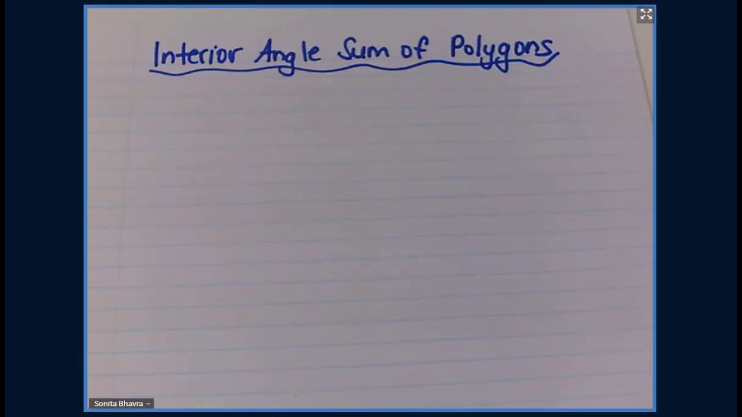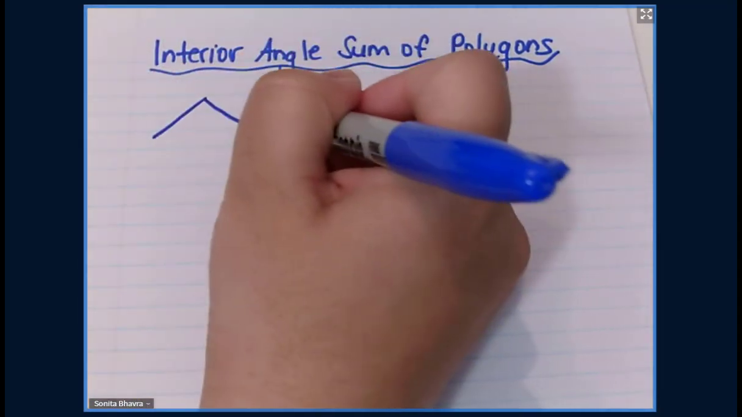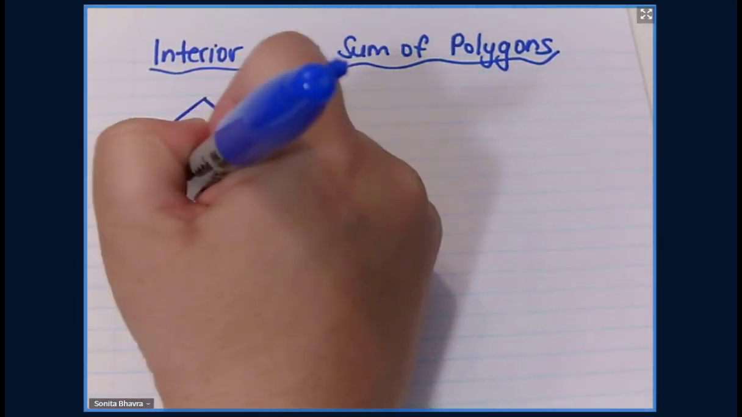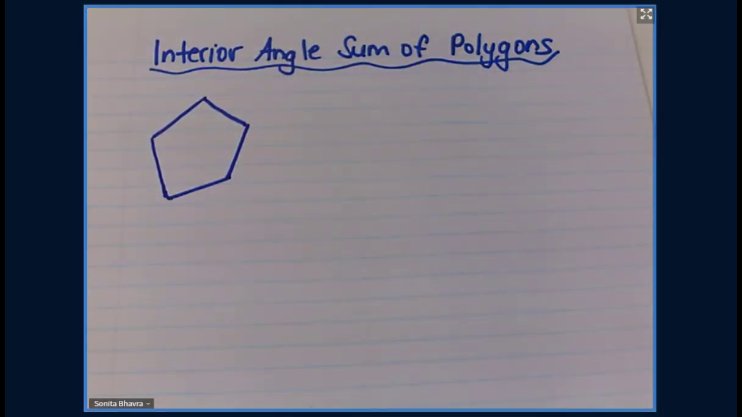All right, so today we are looking at the interior angle sum of polygons. Recall that a polygon is an enclosed shape that can have 3 or more sides. For example, a pentagon would have 5 sides, and so on. If we have a shape, I'm just going to draw a quick sketch, something like this, that would be a polygon.